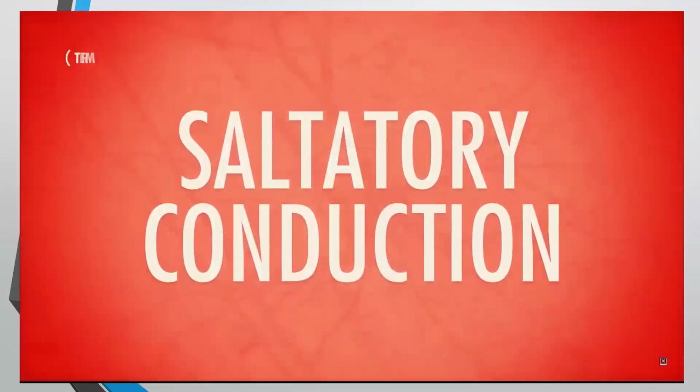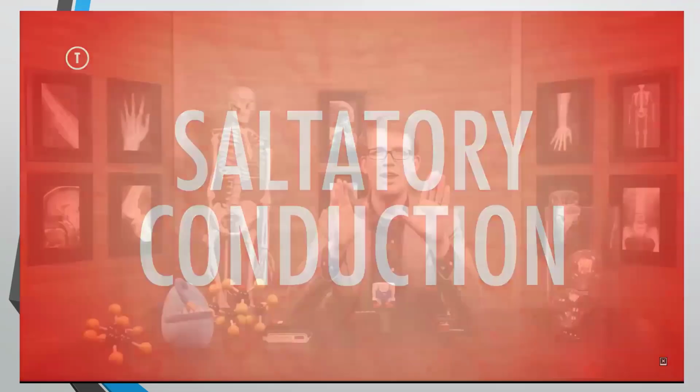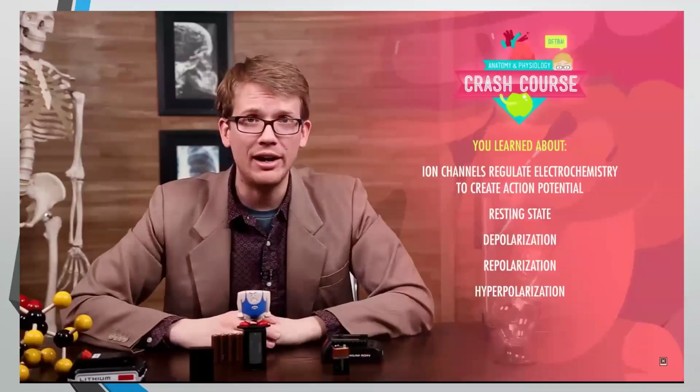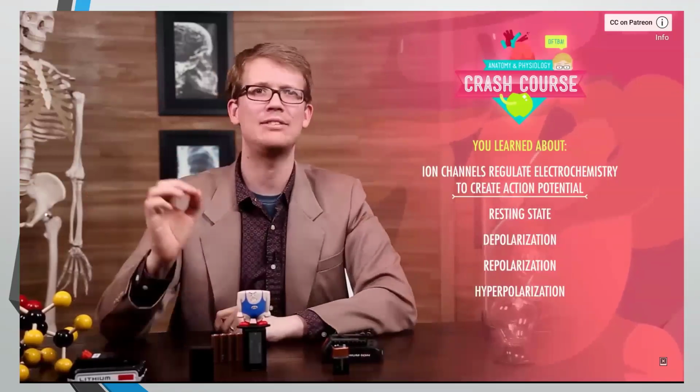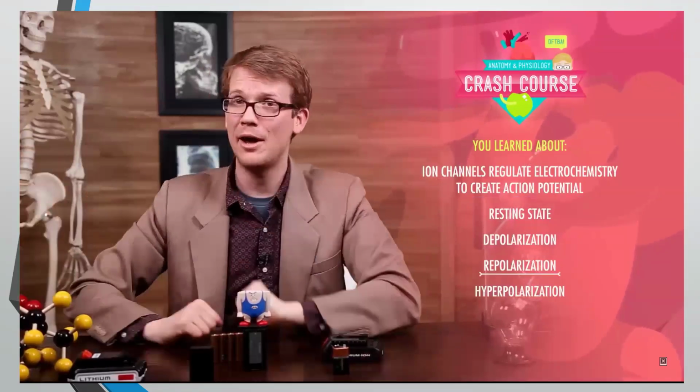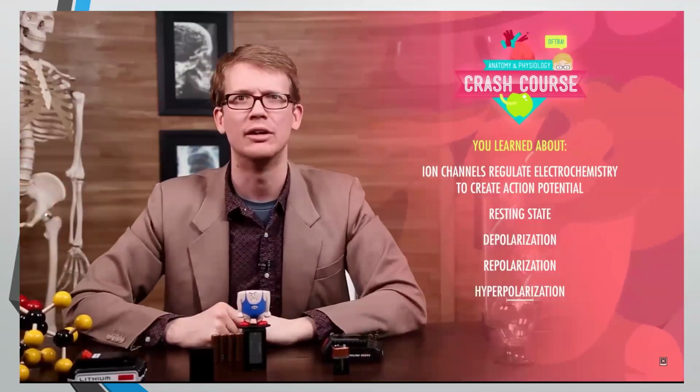But what happens when an action potential hits the end of its axon and is ready to do more than leap and jump all the way to another neuron? That you will find out next time. Today, you learned how your body is kind of like a big bag of batteries, and how ion channels in your neurons regulate this electrochemistry to create an action potential from resting state to depolarization to repolarization, and a brief bout of hyperpolarization.